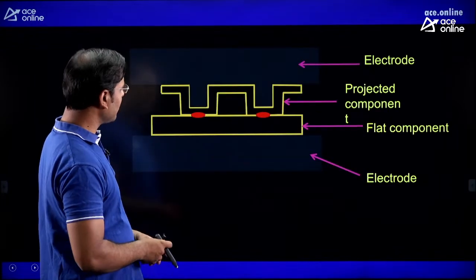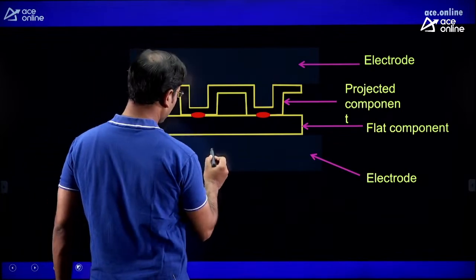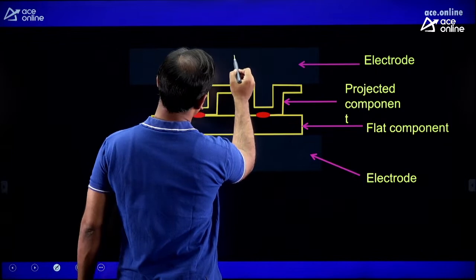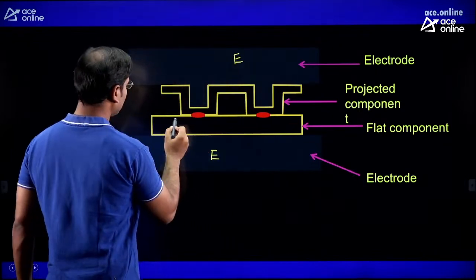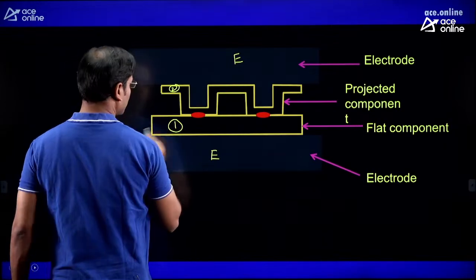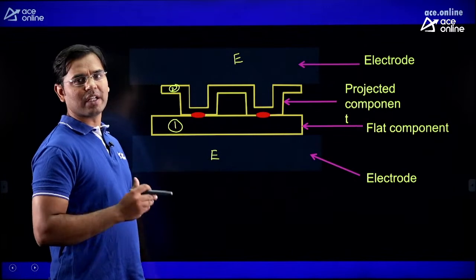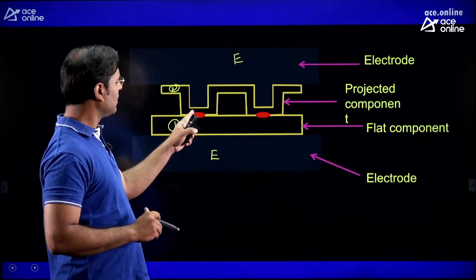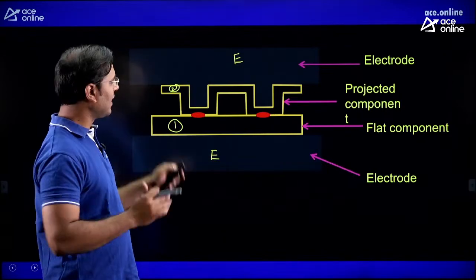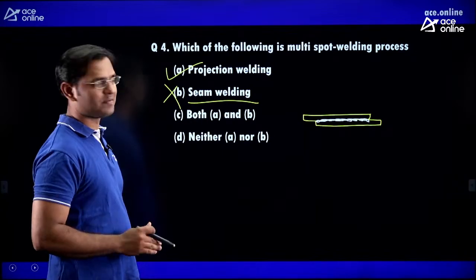Now see the diagram, this is the diagram of projection welding. You can see this is the electrode here, and this is also one of the electrodes, and this is plate 1 and this is plate 2. Plate 1 and plate 2 we want to join at this spot and this spot. At the same time we can make the two spots, and this is the diagram of projection welding. Here the correct answer is projection welding.